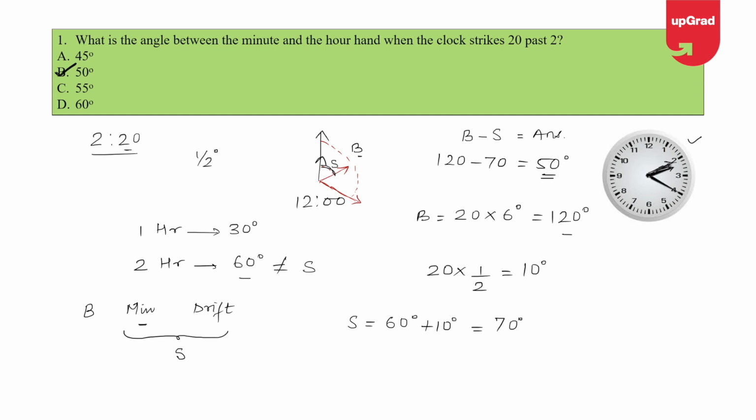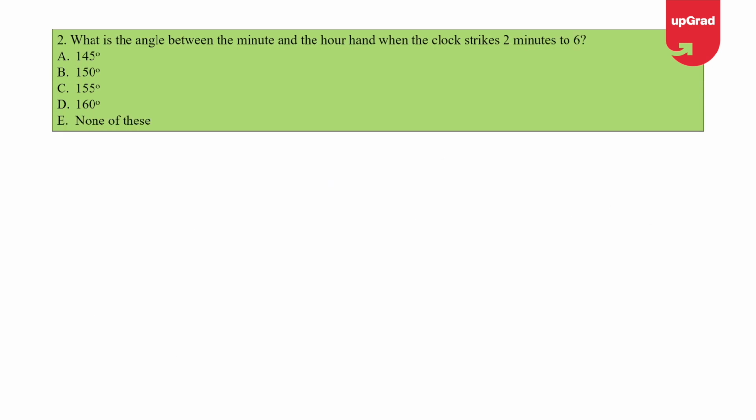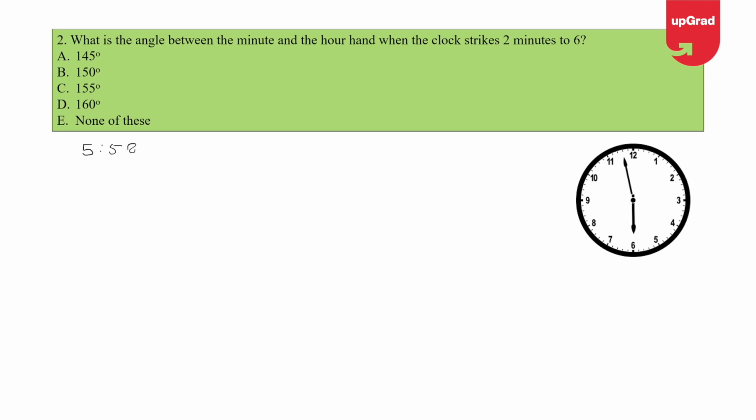Let's take a few more questions here. What is the angle between the minute and the hour hand when the clock strikes 2 minutes to 6? Now, once again, this time should be clear to everyone. So what is the time the question is talking about? Yes, it is 2 minutes to 6, which means the time is 5:58. That is, it is 2 minutes to get to 6 now. Now the question is, what is the angle?